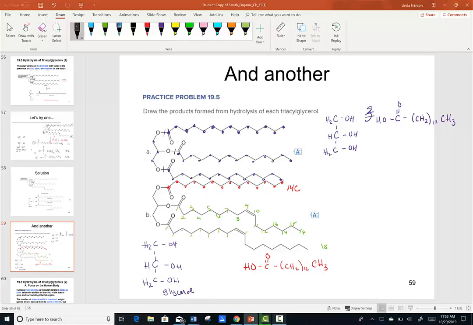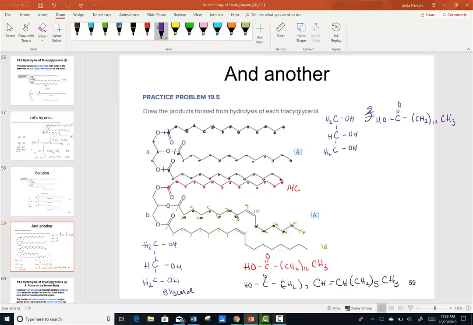So the second group would again have the OH restored. It leads to a CH2 series taken 1, 2, 3, 4, 5, 6, 7 times. Then I see a double bond between carbon 9 and 10. And then another series of CH2s, 1, 2, 3, 4, 5, and it terminates with the methyl group.